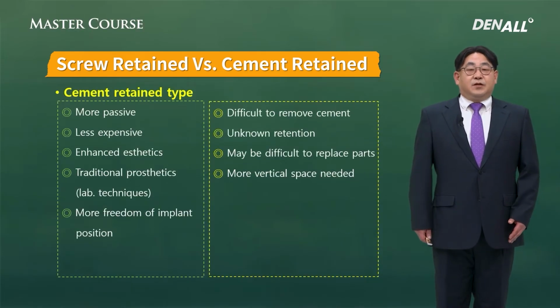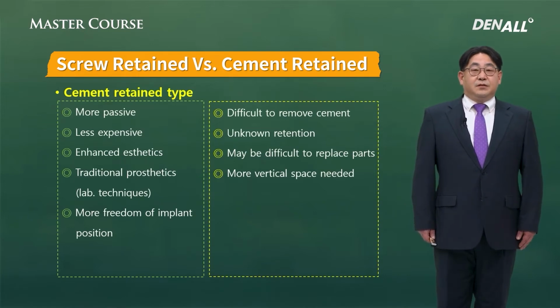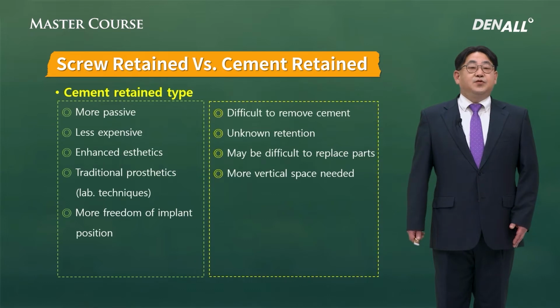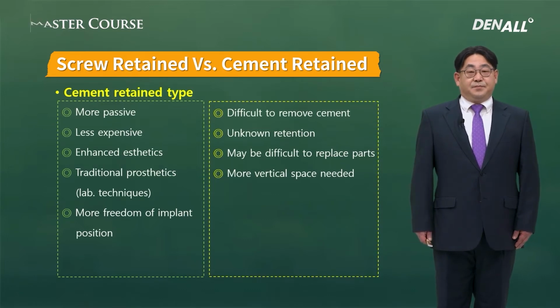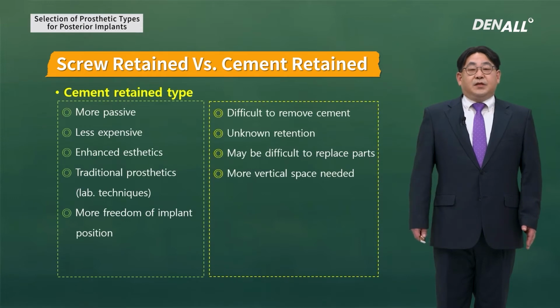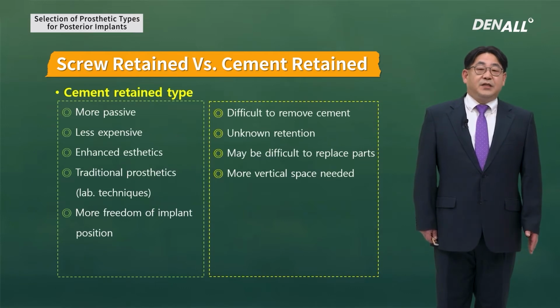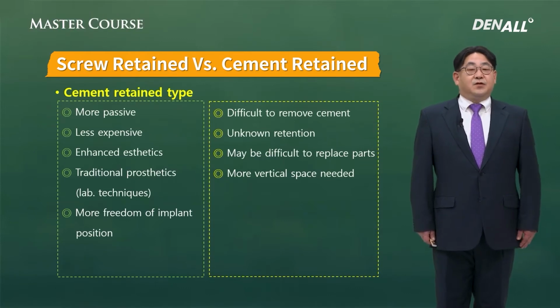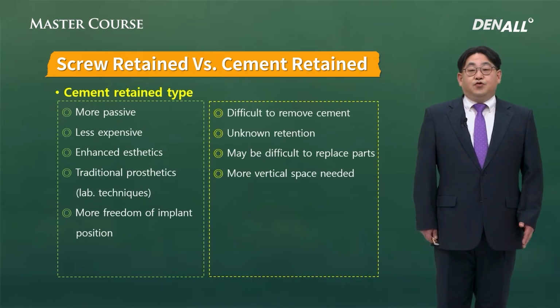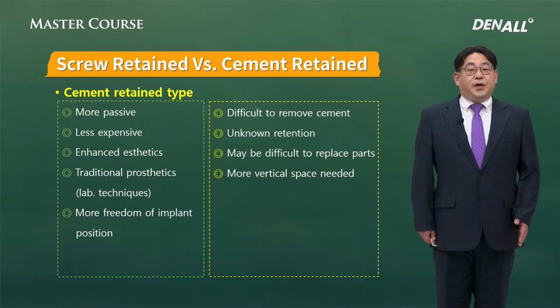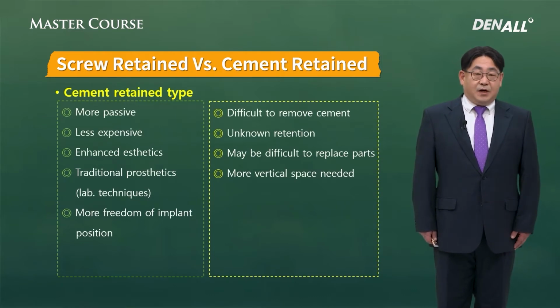The pro of cement-retained prosthesis is that you can get passive fit very easily. The cost of fabrication is cheap, and it uses the traditional prosthesis fabrication method. It is very familiar to us, and at the same time, it's quite aesthetic. Also, it is not affected by the implanted position. Good aesthetic and epidemiological prosthesis can be provided. However, it is very difficult to remove excess cement. Because retention is not consistent, it can be weak or excessive. For cement retention, it requires more minimum vertical space.